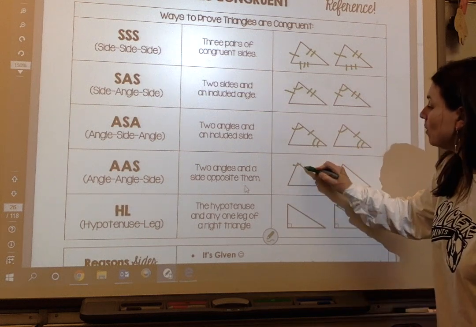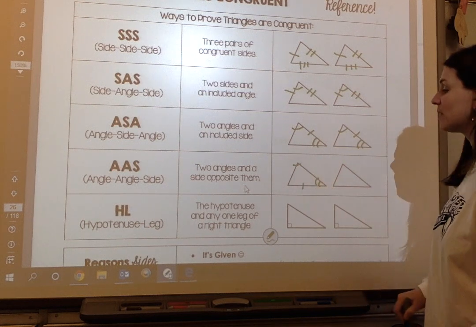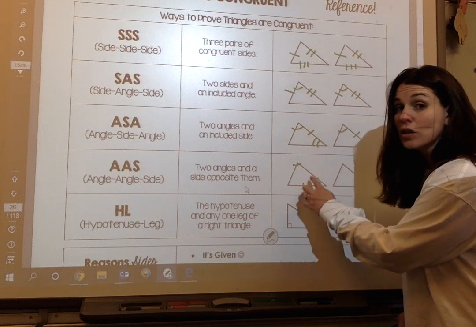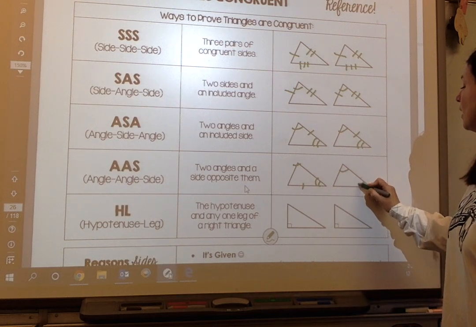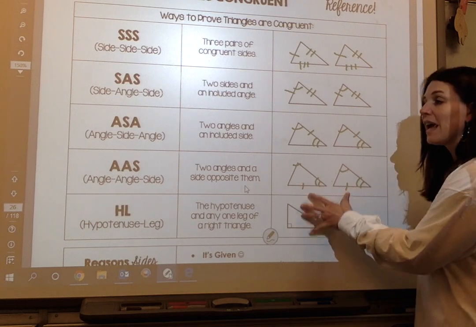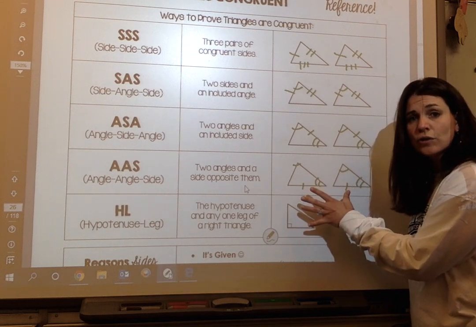We also have AAS, meaning angle, angle, side. So we have an angle, and we have a side. Notice this side is not included between those 2 angles. So you have an angle, a side, and an angle. If that's the case, then those triangles are congruent.